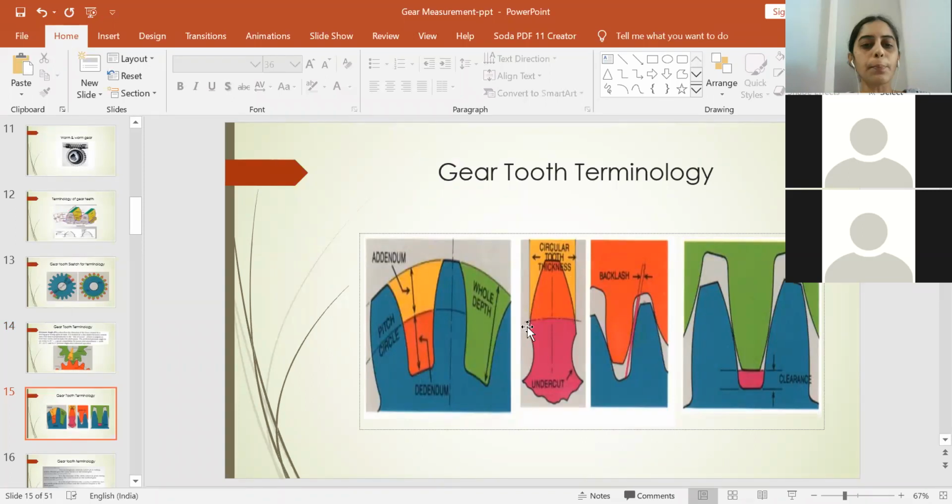So tooth thickness. Tooth thickness will be measured across the pitch axis. So you will have a pitch axis here and you will have the flank edge.